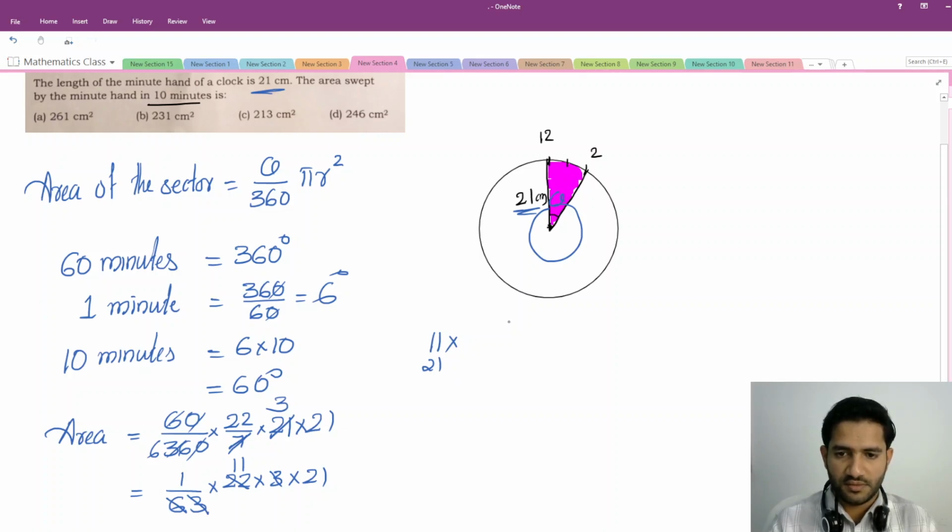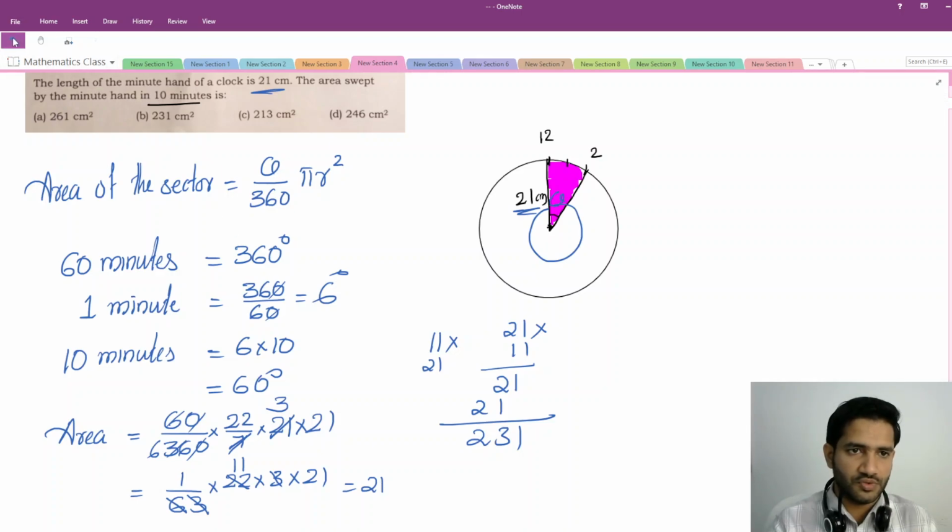That means 21 into 11. That's better because we can multiply with 1. So 21, 21. It will be like this: 2, 2, 3, 1, 2, 3. So 231 centimeters square. It is the area. So 231 centimeters square.